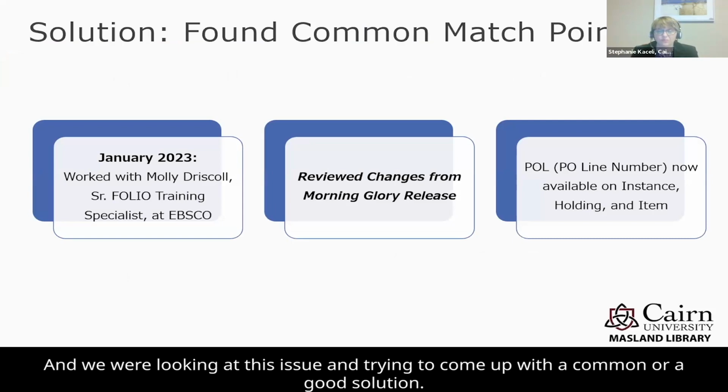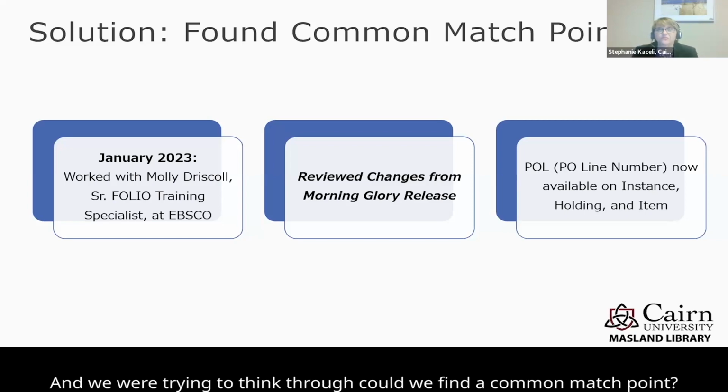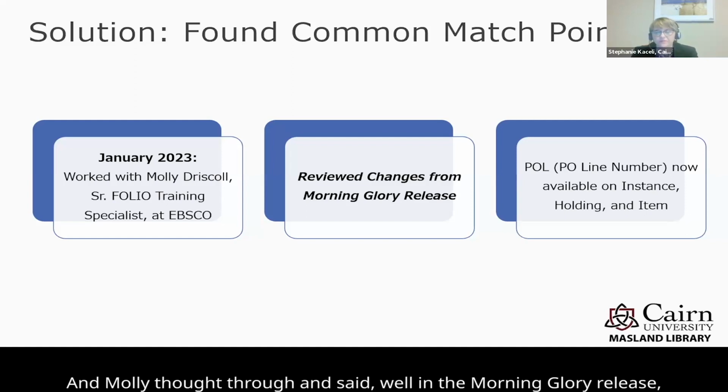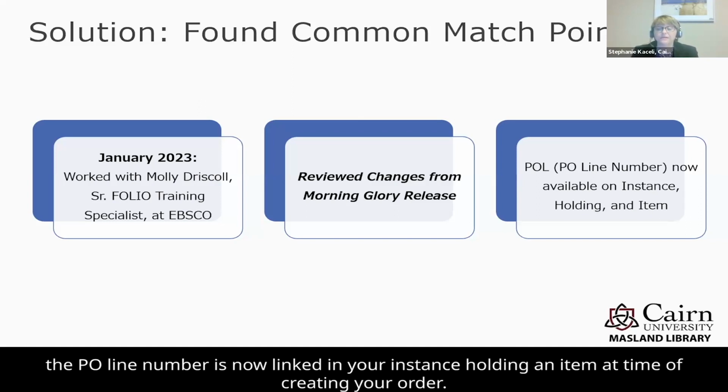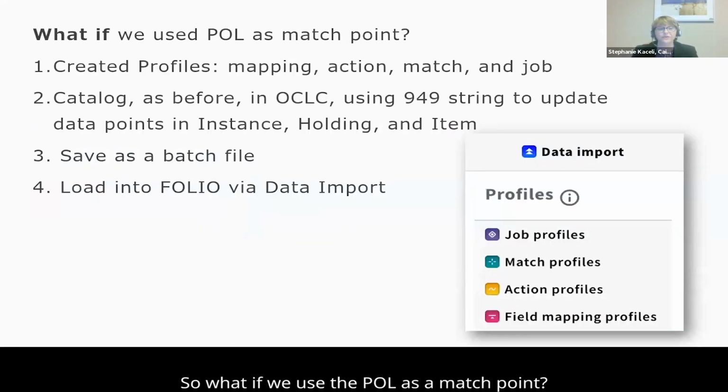And we were looking at this issue and trying to come up with a common or a good solution. We were trying to think through, could we find a common match point? And Molly thought through and said, well, in the Morning Glory release, the PO line number is now linked in your instance, holding, and item at time of creating your order. So what if we use the POL as a match point?